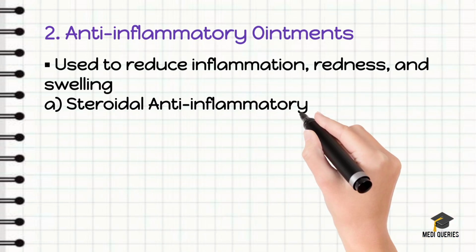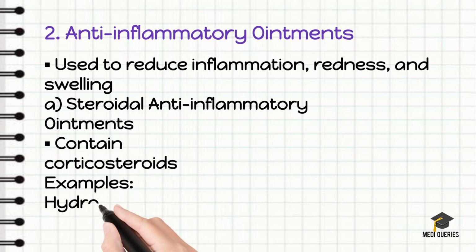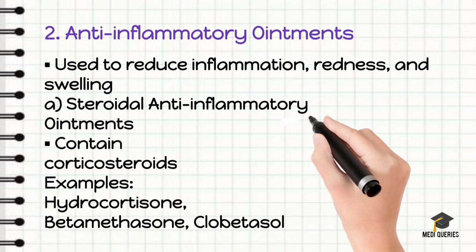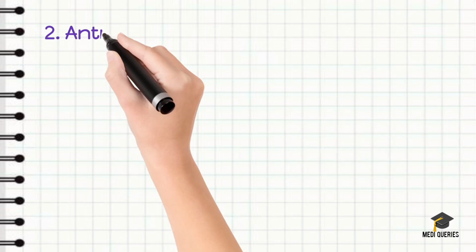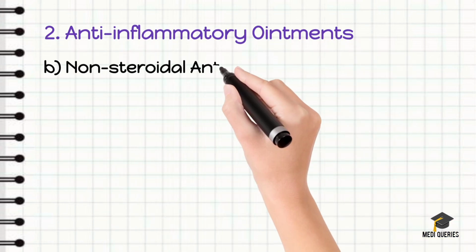And second type of ointments is anti-inflammatory ointments. They are mainly used to reduce inflammation, redness and swelling. Again, these are of two types, that is steroidal anti-inflammatory ointments and non-steroidal anti-inflammatory ointments, that is NSAIDs. First one is steroidal anti-inflammatory ointments. They mainly contain corticosteroids. Examples: hydrocortisone, betamethasone, clobetasol.